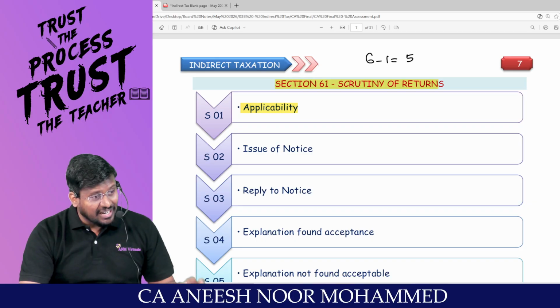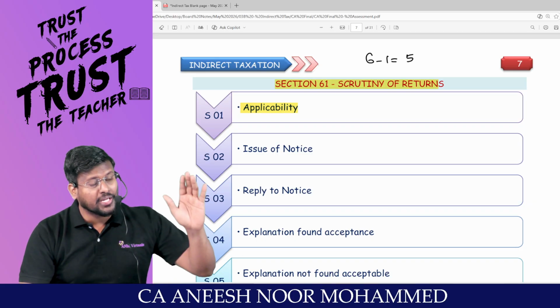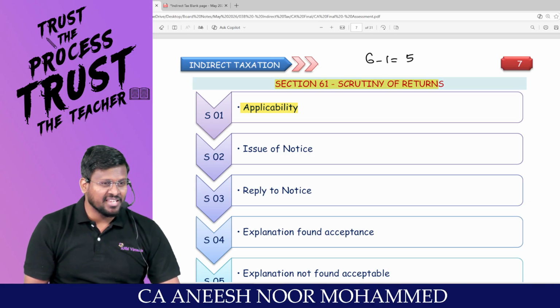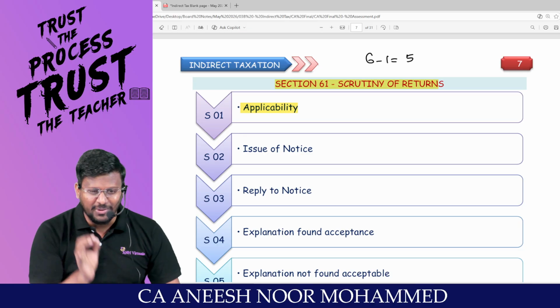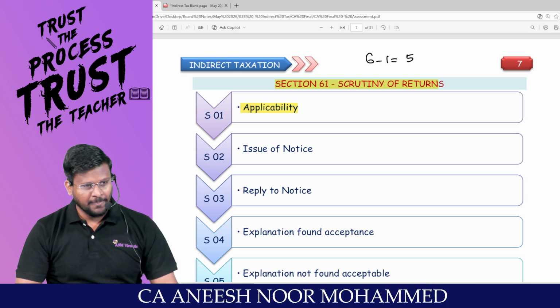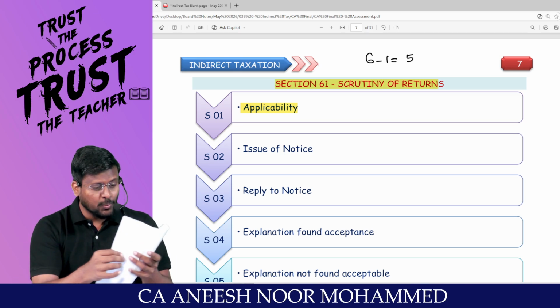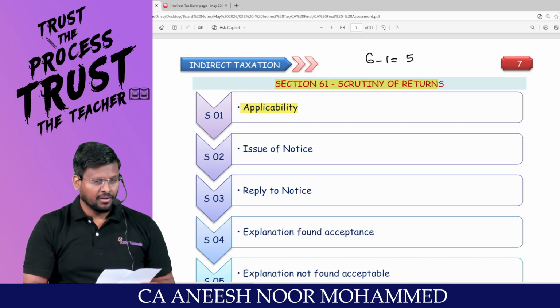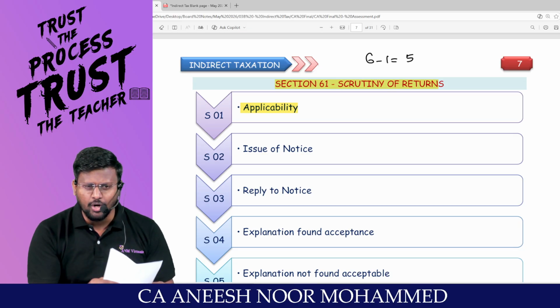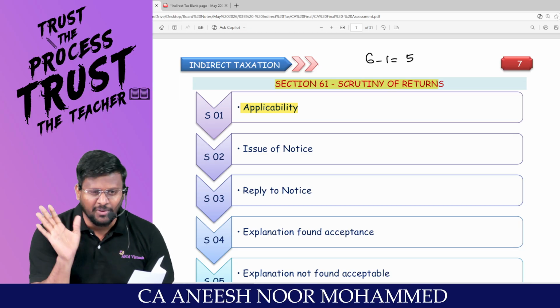Then that return will be taken for scrutiny by the department. The department will send you a love letter saying that it is very happy to inform you that your return has been taken for scrutiny under section 61. Then they will go through the details you have furnished in the return. My dear lovable students, the department may be satisfied, or may not be satisfied. 99% the department will not be satisfied.